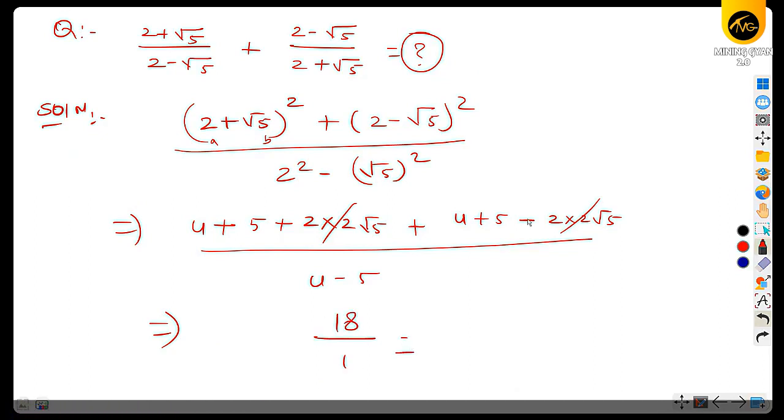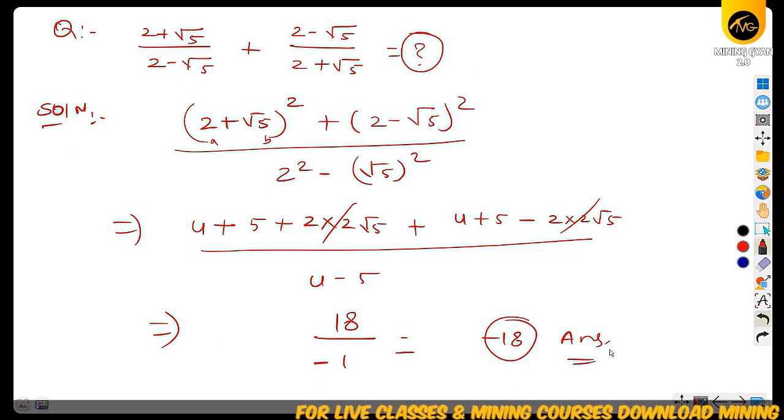So the answer, okay, minus 1, na? This is minus 1. That means the answer will be minus 18. Correct. Minus 18 is the answer, not plus 18. Just consider the minus 1 in the denominator. That's why the answer will be minus 18. Correct.